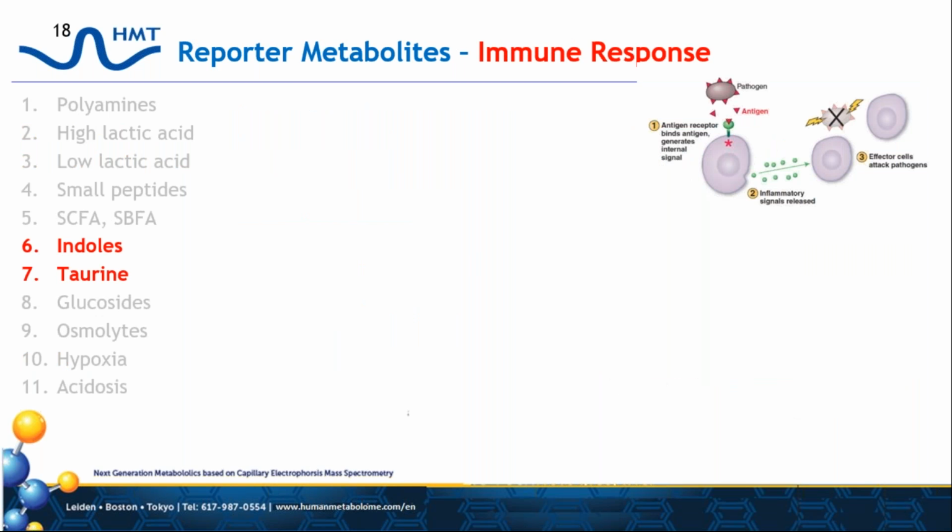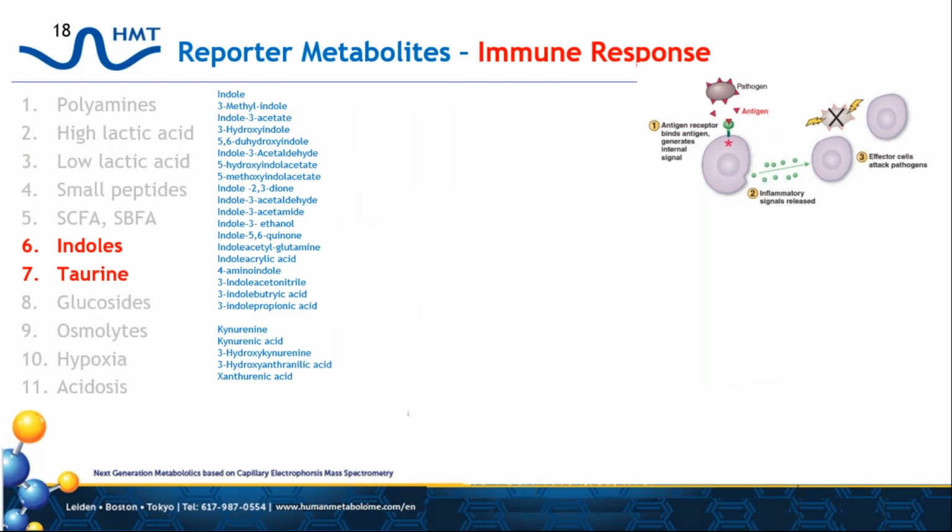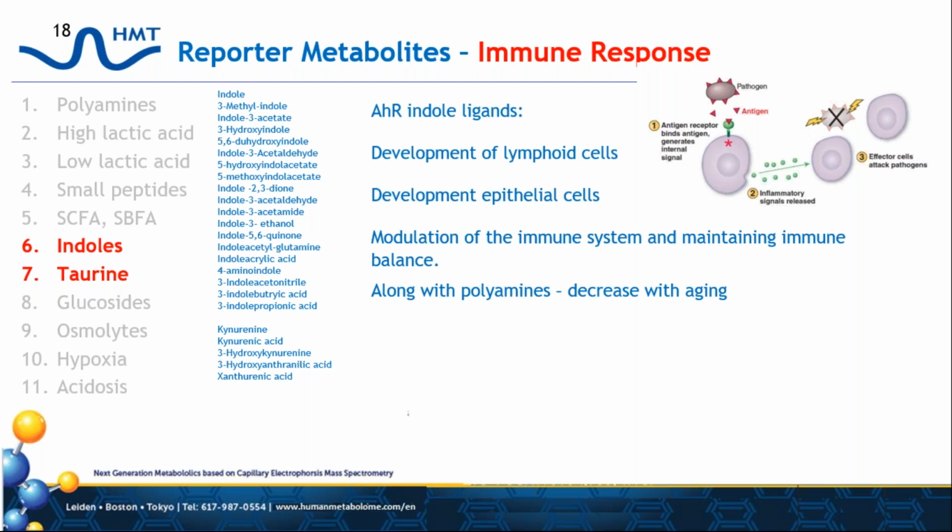Immune response, the indoles and taurine often are associated with it. These are a series of indoles and amines and unsaturated amines, kynurenine pathway. Again, these AhR indole ligands are associated with lymphoid cells and epithelial cells, modulating the immune system. And along with polyamines, these also decrease with age. Taurine itself is also associated with inflammation.